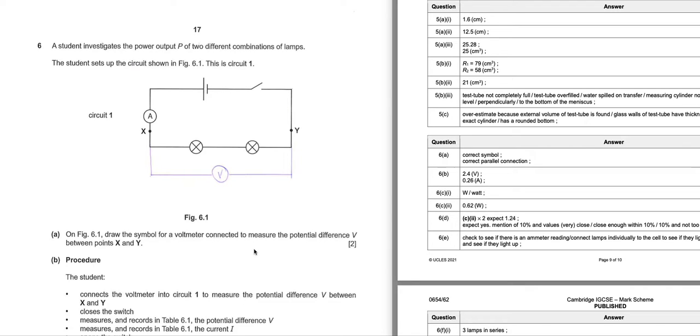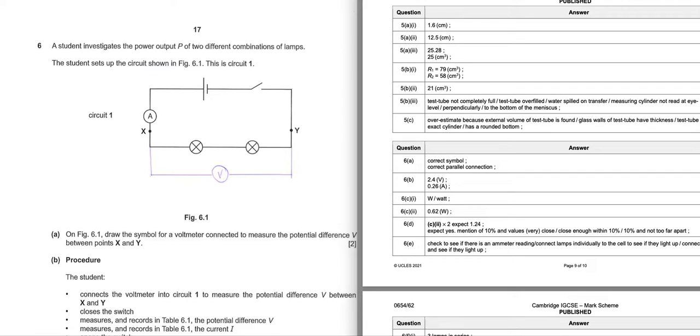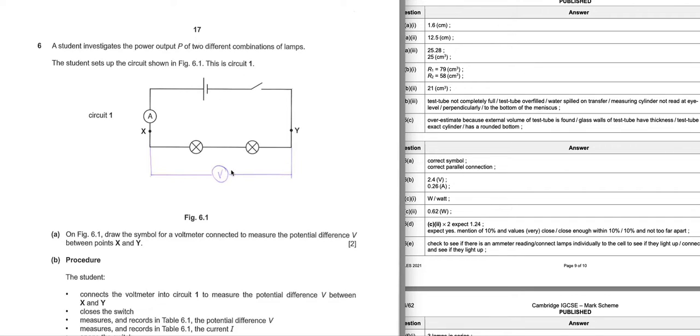a voltmeter. Now, to be honest, looking at the mark scheme, this is kind of why I record these videos, because I really don't like the way that we are told to do things correctly. You're asked to draw the correct symbol and correct parallel connection, but you might not know what that means. Well, here it is. This is what we're looking for in this question: a V in a circle as a voltmeter, and then a correct connection, which is in parallel.